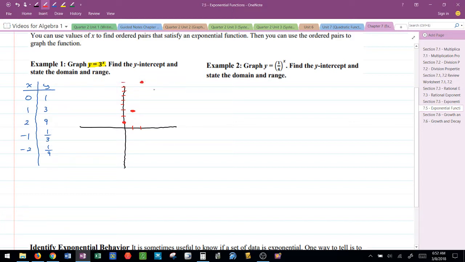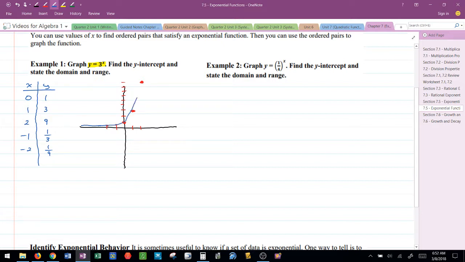If you look at the dots that I have so far, I'm noticing a bit of a curve starting to happen. When x is negative 1, I'm at 1/3. When x is negative 2, I'm at 1/9. So this thing gets really, really close to the x-axis. Let me go ahead and change colors here, just so you can see it. It's really, really close to the x-axis, and then it starts to curve up.